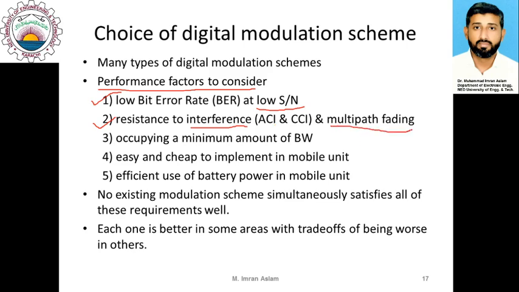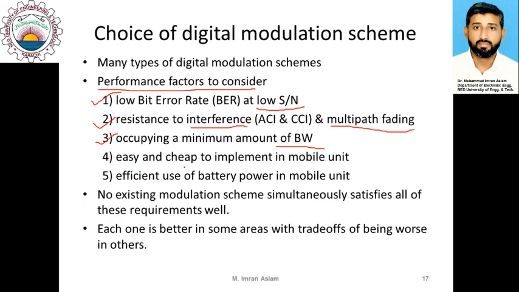Also, we want to have the minimum effect of multipath fading. So we would prefer a modulation scheme which does not degrade the performance even if there is multipath fading in the environment. The third important criterion is occupancy of the bandwidth. We want to transmit the signal using the minimum possible bandwidth.